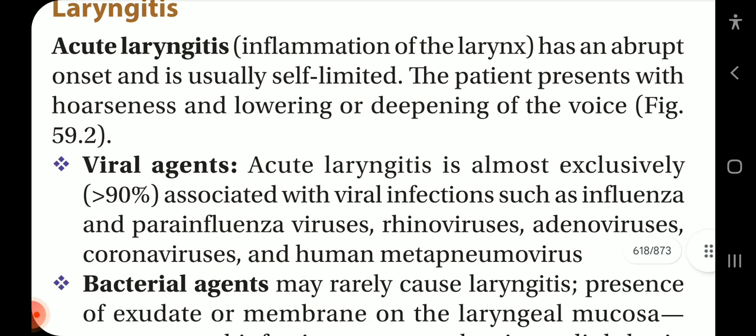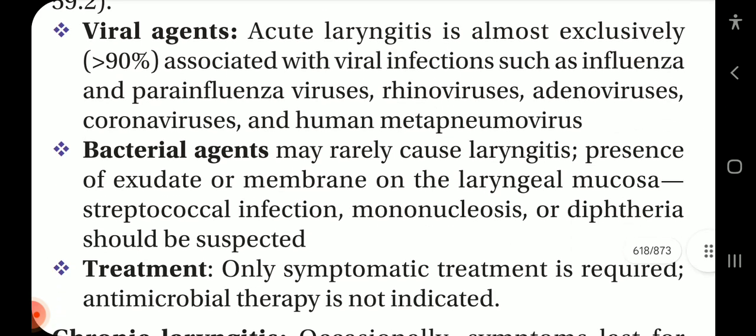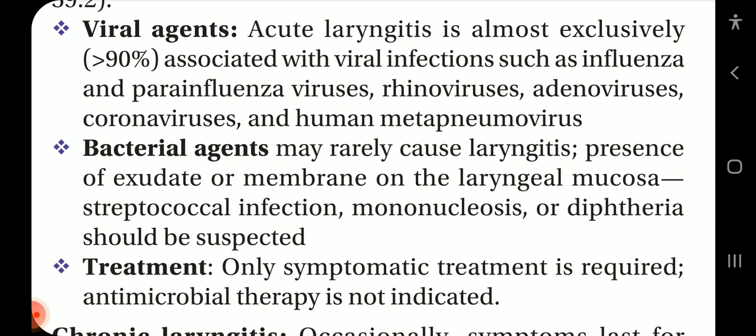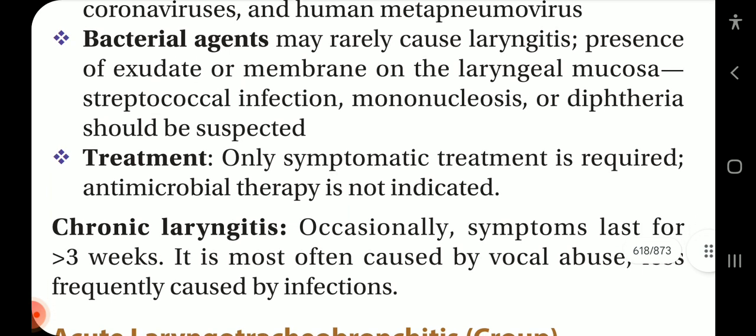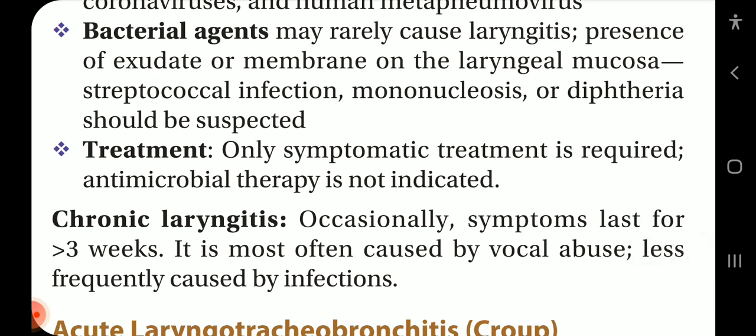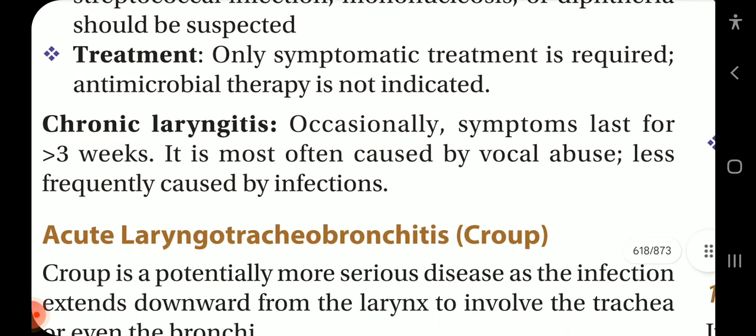Now, laryngitis. Acute laryngitis, inflammation of the larynx, has an abrupt onset and is usually self limited. The patient presents with hoarseness and lowering or deepening of the voice. Viral agents. Acute laryngitis is almost exclusively associated with viral infections such as influenza, parainfluenza virus, rhinovirus, adenovirus, coronavirus, and human metapneumovirus. Bacterial agents may rarely cause laryngitis. Presence of exudate or membrane on the laryngeal mucosa, streptococcal infection, mononucleosis, or diphtheria should be suspected.